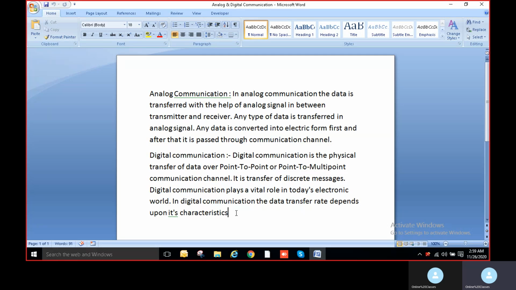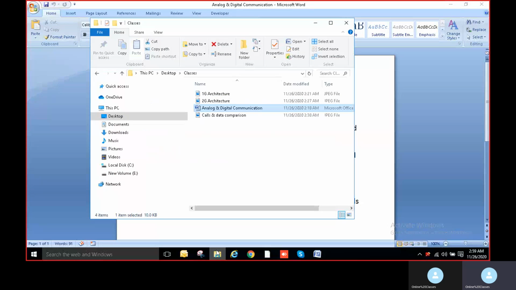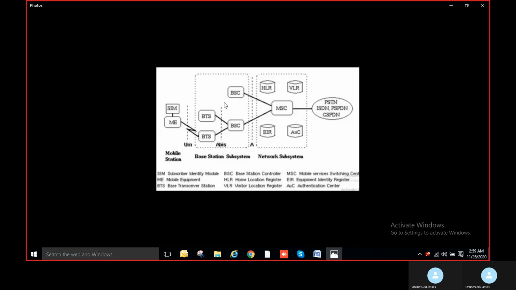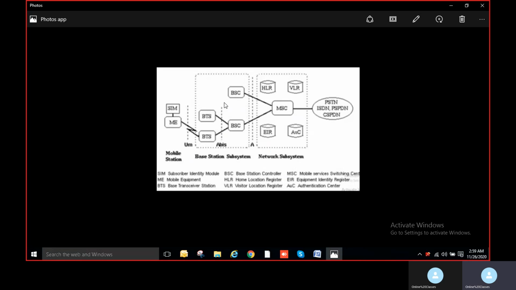As I had already shown you the architecture, I will show you the architecture once again, guys. This is the 2G architecture, which I had shown you in the last video also. And I explained each and everything about calls and all, how it will work, how it will not work. So initially it was the architecture for 2G, and later 2.5G and 2.75G also came into the picture.